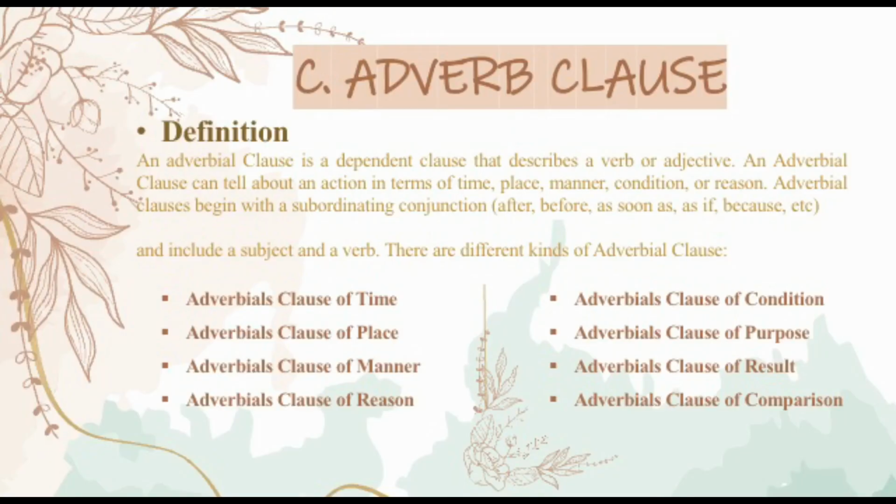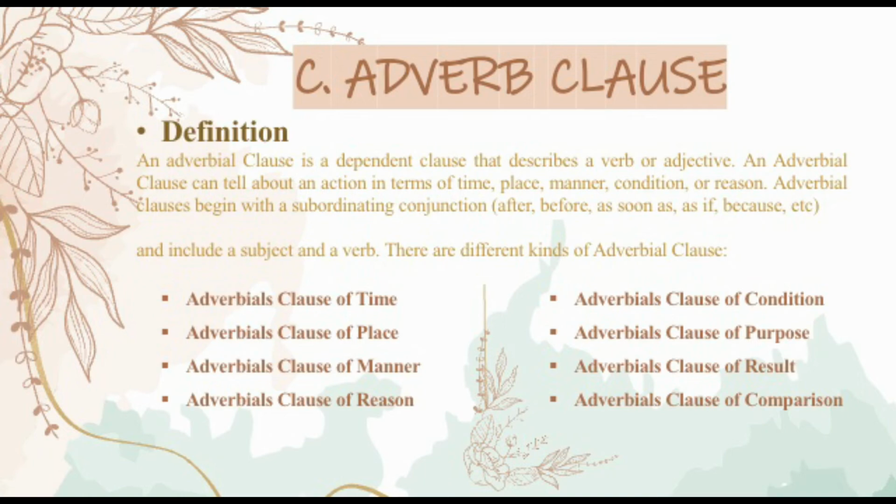And then the next to last topic is adverb clause. The definition of an adverbial clause is a dependent clause that describes a verb or adjective. An adverbial clause can tell about an action in terms of time, place, manner, condition, or reason. An adverbial clause begins with a subordinating conjunction, such as after, before, as soon as, if, because, etc., and includes a subject and a verb.